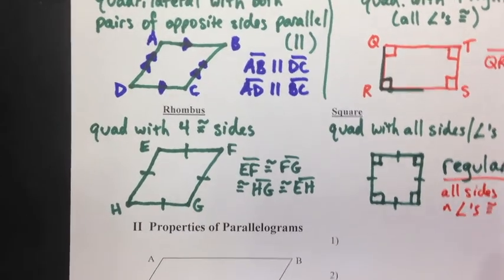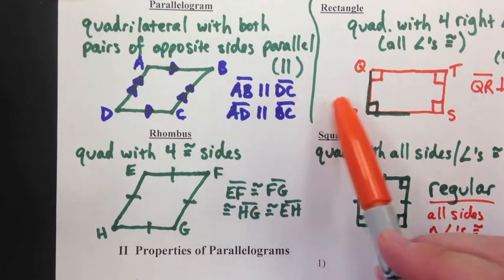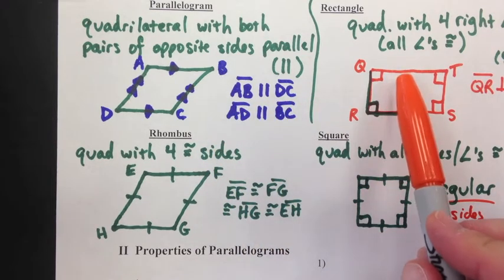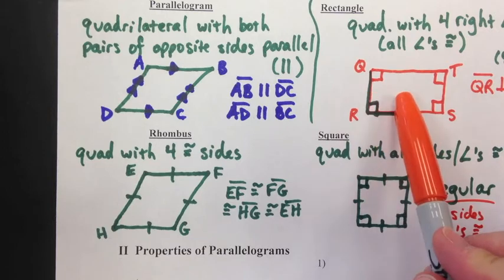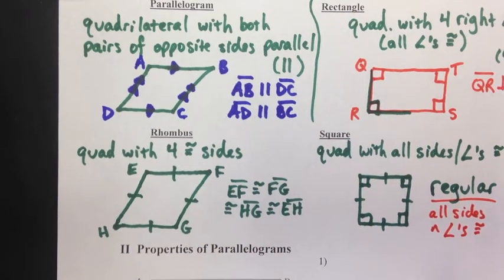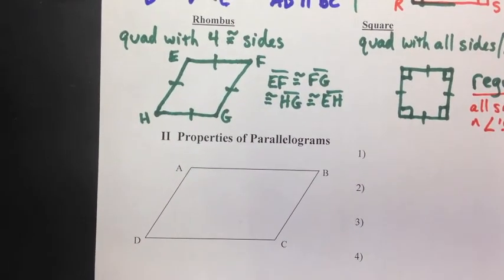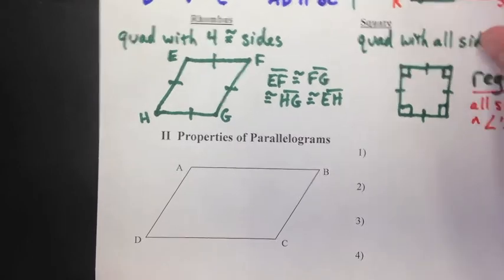Now the thing is, all 4 of these are parallelograms. A rectangle is also a parallelogram because the opposite sides are parallel. So is the rhombus, so is the square. Now, let's talk about what makes a parallelogram special. What are some of the properties of a parallelogram?